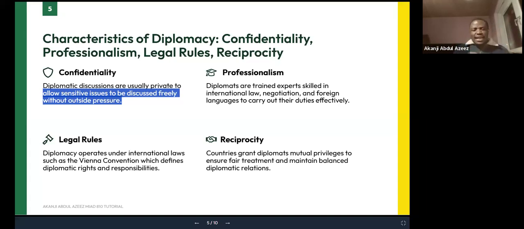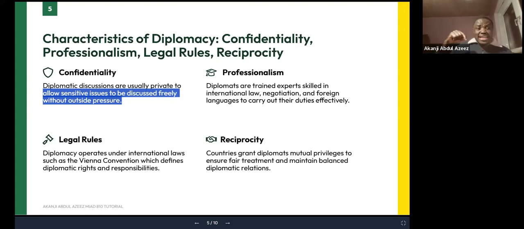There are some things that are very sensitive. The media is not supposed to know about it. So the diplomats are very secretive. They let things be done in secret, privately, without public pressure or media pressure.